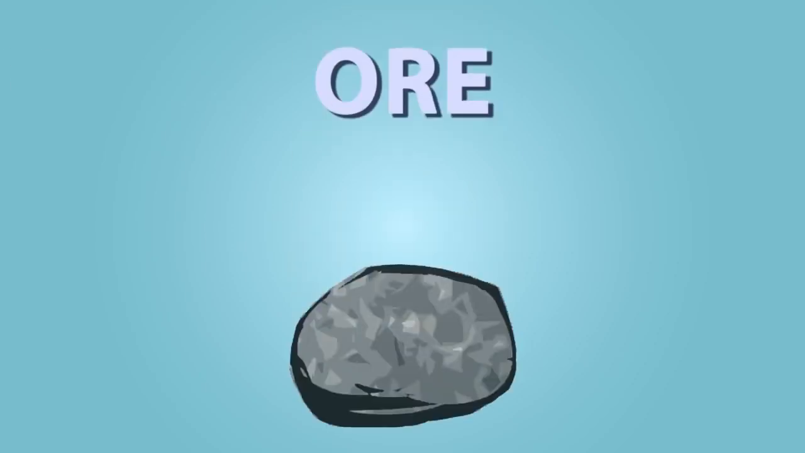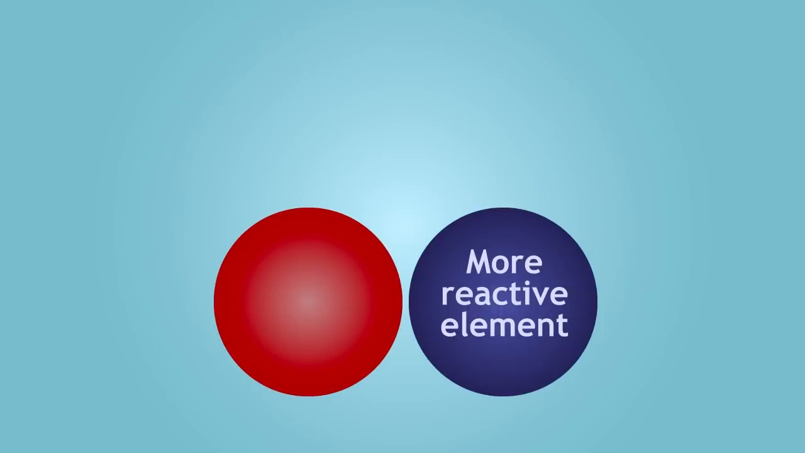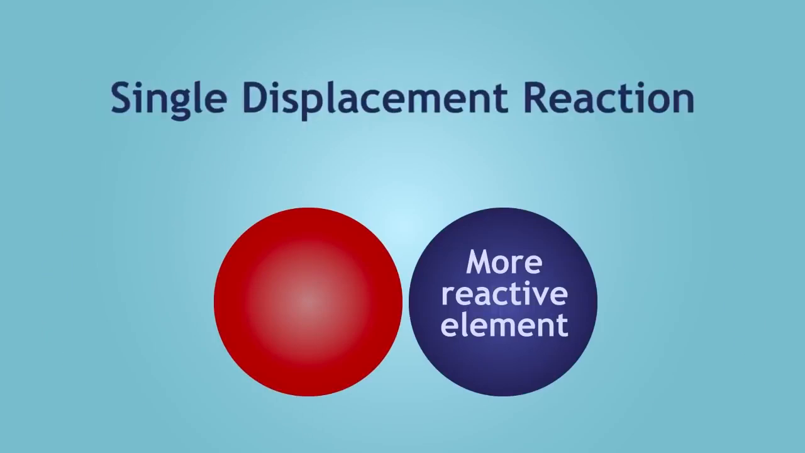In summary, an ore is a rock that contains a high percentage of a certain type of mineral, which can exist as an oxide, sulfide, or carbonate compound. The mineral can be extracted by a single displacement reaction using a more reactive element.